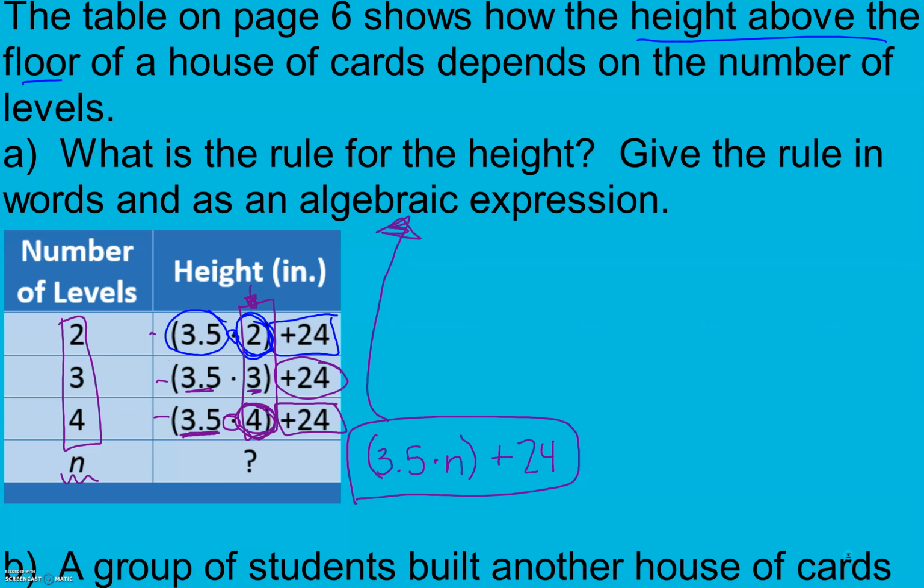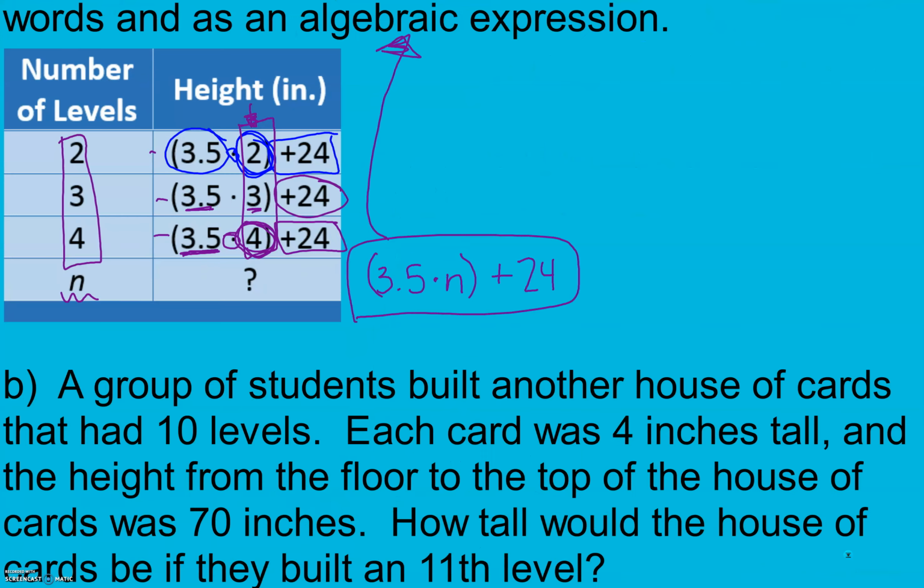We want to write it in words as well. So here we could say we take the card height of 3.5 times n number of levels, and then add on the table, that's 24. Or we could say the product of 3.5 and the number n, and plus 24. We could say the sum, lots of different ways there. And we talked about those on the last one, so I'm not going to write it out. But make sure that you do the rule as words and an algebraic expression there.